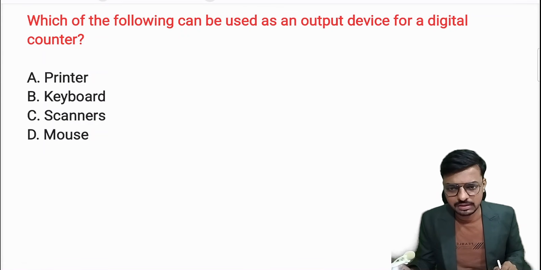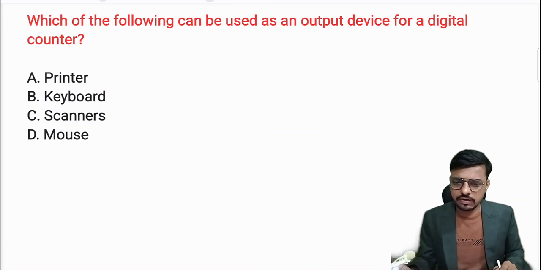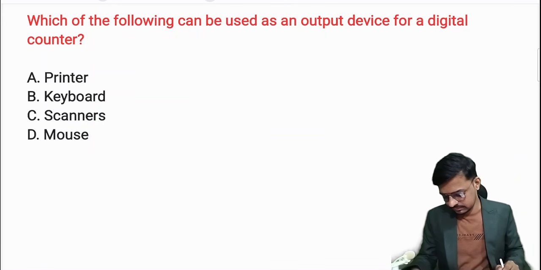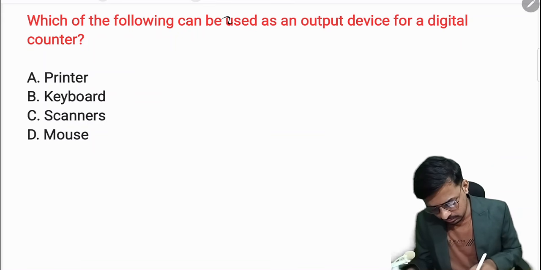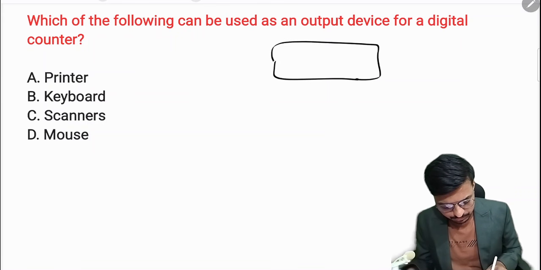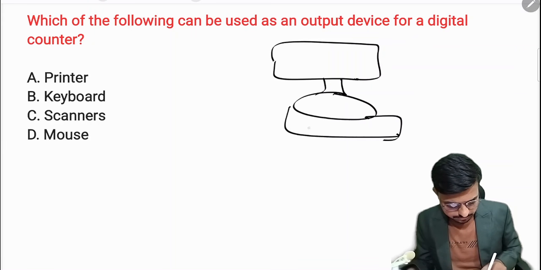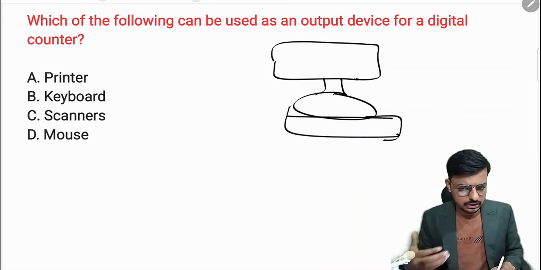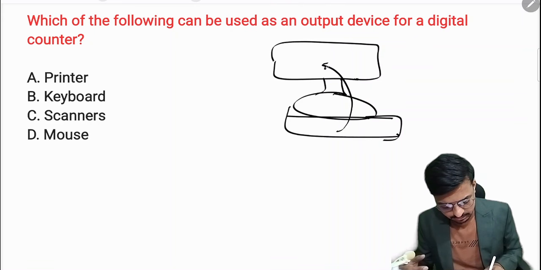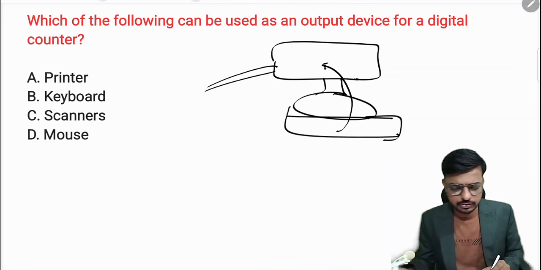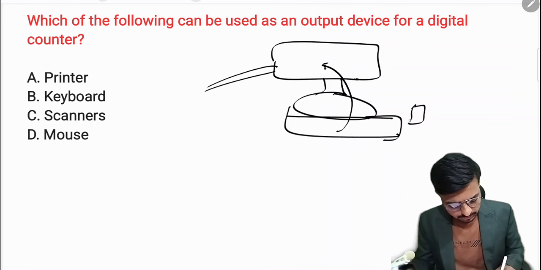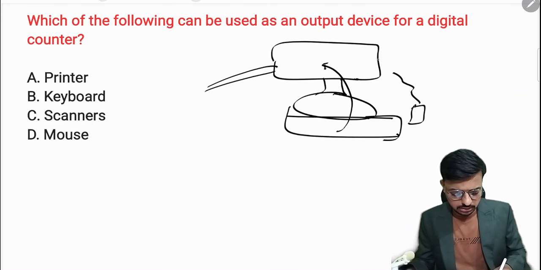Which of the following can be used as the output device for a digital computer? Which one is the output device? Consider this one is a computer screen, and here will be the keyboard. The things we use to put information inside the computer are input devices, and what comes out from the computer is the output devices. If we move the mouse to feed information to the device, the mouse is an input device, and the keyboard is an input device.